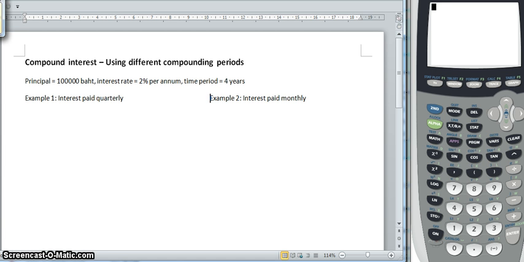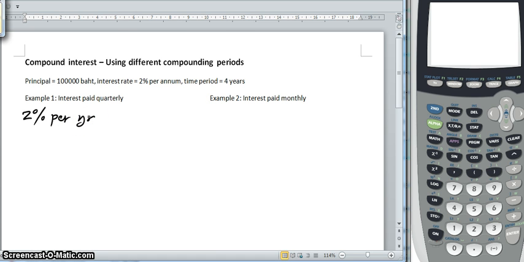In other words, the 2% per year is now going to be paid quarterly, and then the 2% per year is going to be paid monthly. So we're going to think about how we can change things here. We've got 2% per year.